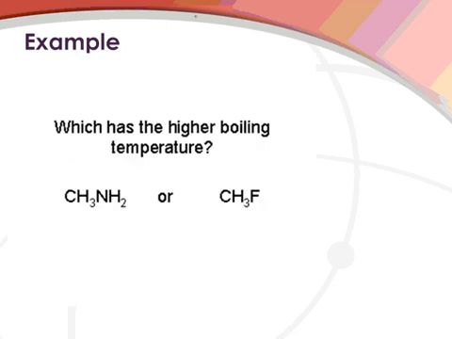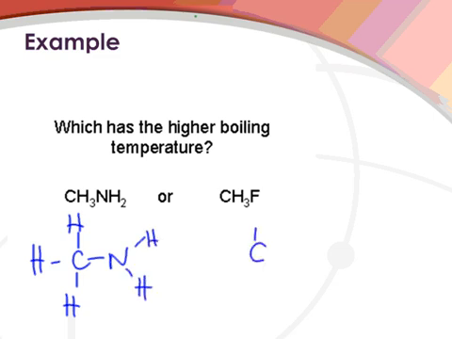Okay, so here's another example. Which of these two molecules has the higher boiling temperature? Best way to figure this out, draw them out. So CH3NH2 looks like this. And again, you guys should know how to do this because you all know how to draw your Lewis dot structures. And CH3F looks like this.